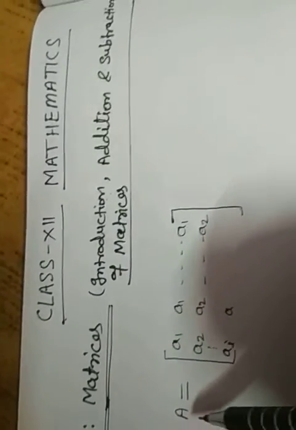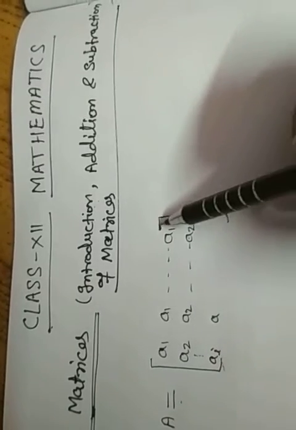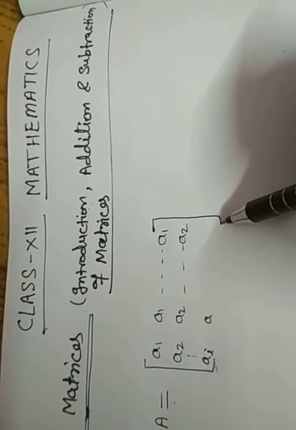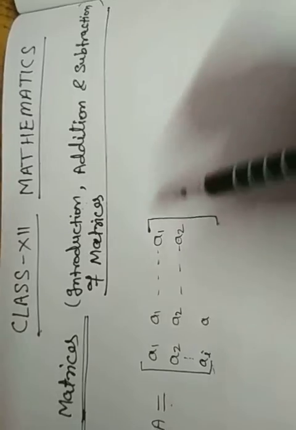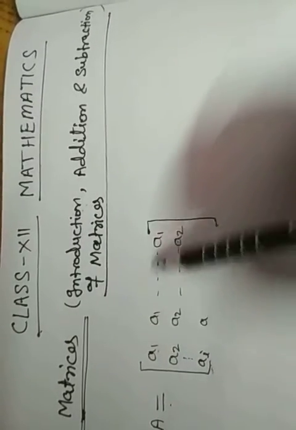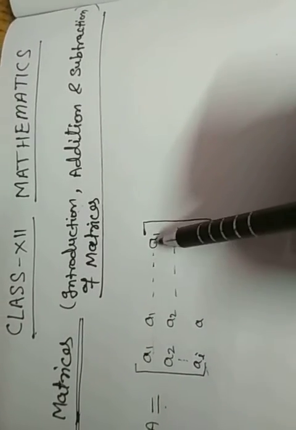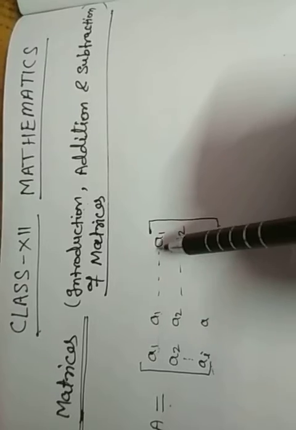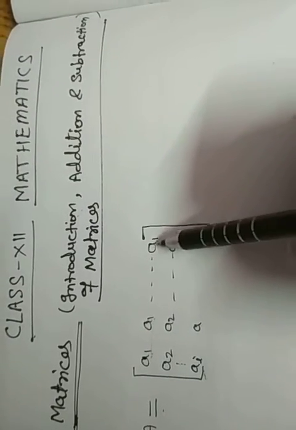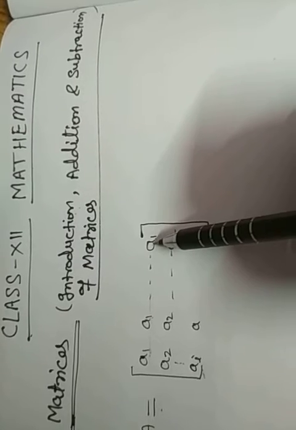So see, we are giving a symbol A and the numbers are written in a rectangular arrangement. The numbers written in the rectangular arrangement are called elements. The elements written in the first horizontal line, that is the first row, I have written as A1 A1 A1.